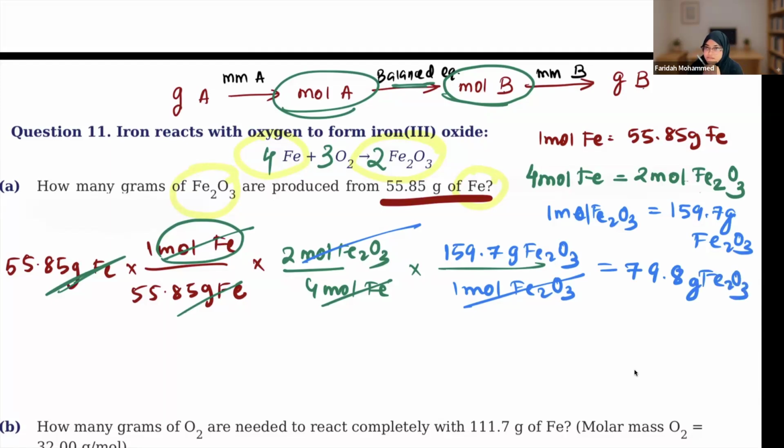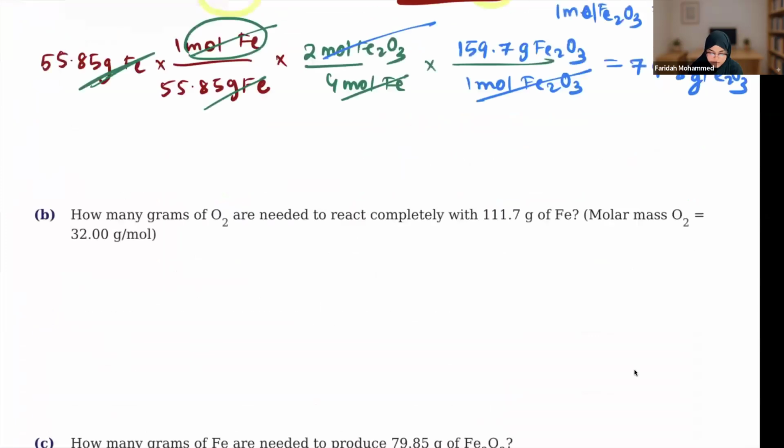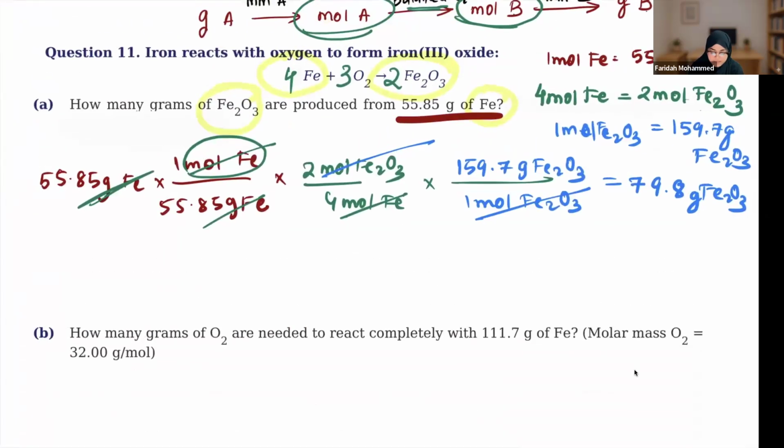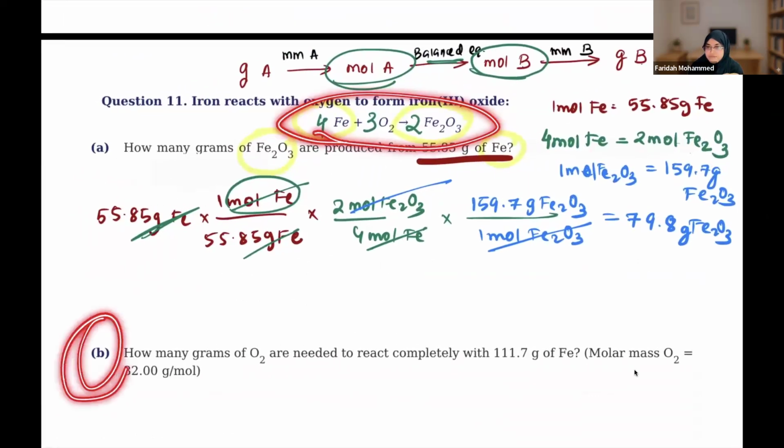Did I say it right? Good job. Okay, with the same balanced equation, you want to do B.